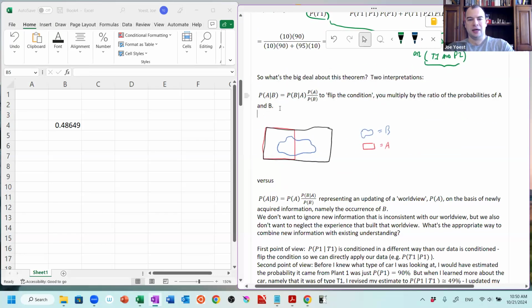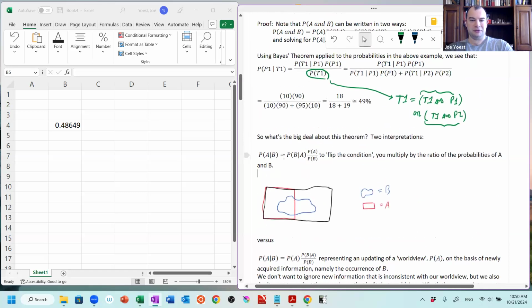We can think of probability A given B as probability of B given A, just flipping the condition around. But these aren't exactly the same probability. Be very careful about that. We need to multiply by a correction factor, probability of A over probability of B, to correct for that. So we can flip the condition so long as we multiply by the ratio of probabilities in that way.